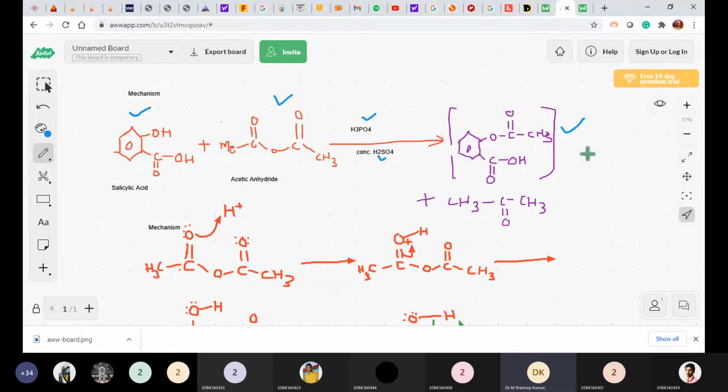You can write this reaction. First, this is the synthesis; the lower one is the mechanism. First you write the synthesis part, then we will discuss the mechanism. Salicylic acid reacts with acetic anhydride to form acetyl salicylic acid, aspirin, and this one is acetic acid.